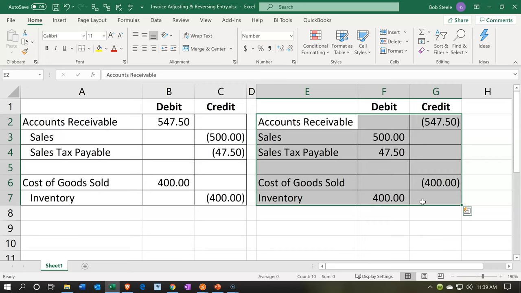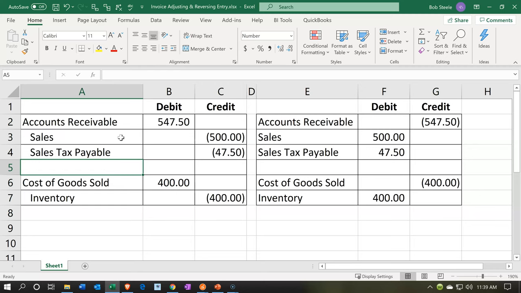And that's the way I would do it. You're not trying to memorize a whole new thing. You're just saying, hey, that's what we did on the adjusting entry. This is going to reverse it. Same with a credit memo. I think of it in a similar fashion.